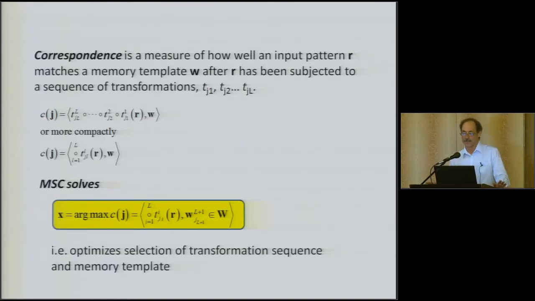So the idea is correspondence as a mathematical entity is a measure of how well an input pattern R matches some memory template W after R has been subjected to a sequence of transformations. So the idea is that the image formation and object transformations, the morphology and so on, are decomposable, and that there's a method to discover what those transformations are, that sequence of transformations that accurately maps R to W. So what MSC solves mathematically is simply it finds the parameters of a sequence of transformations, and if you have more than one template in a set of templates, it also treats those in effect as a transformation and solves for which template W among the set big W, and the sequence of transformations that map R to the specific W in the set big W. So it's an optimization technique.